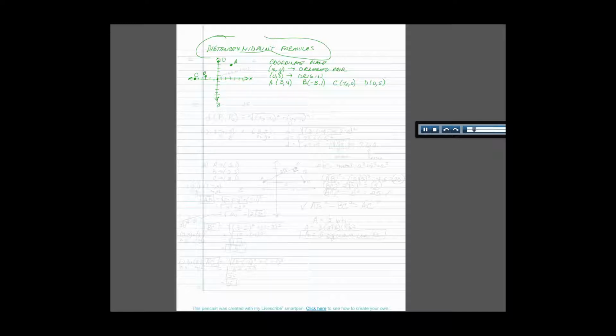And again, this is the origin right here, and it corresponds to the point 0, 0. If you'll remember, you can label your quadrants. That's quadrant 1, 2, 3, and quadrant 4.